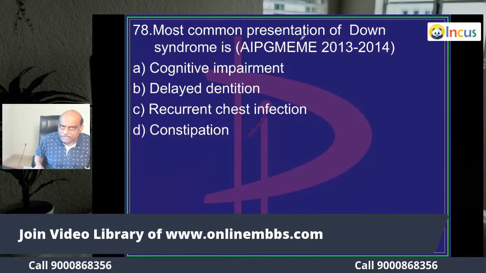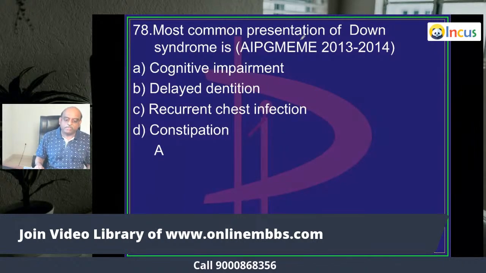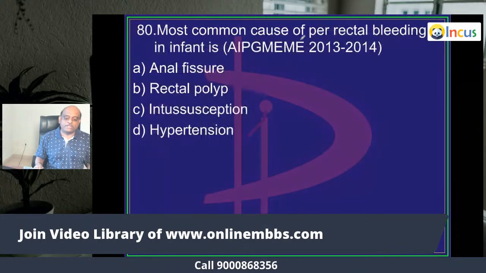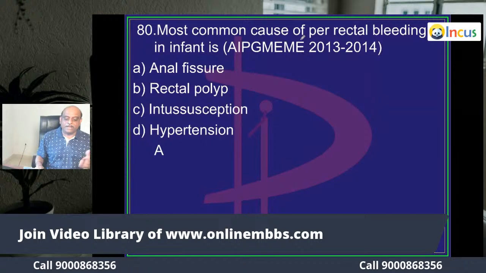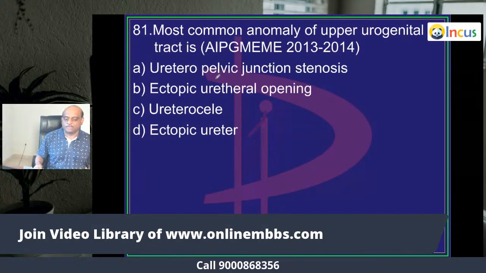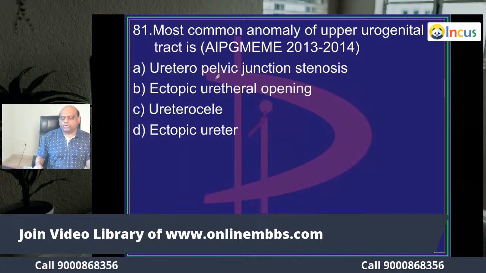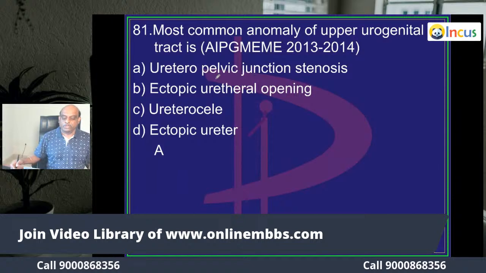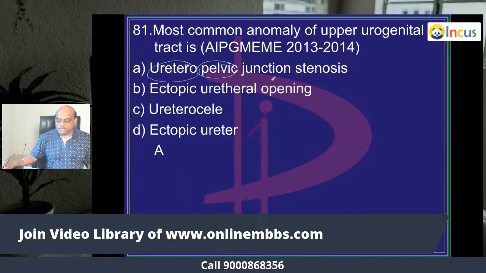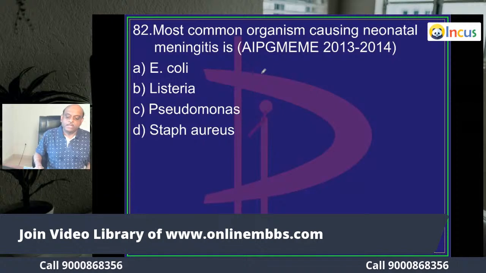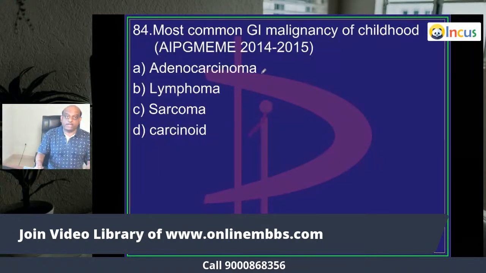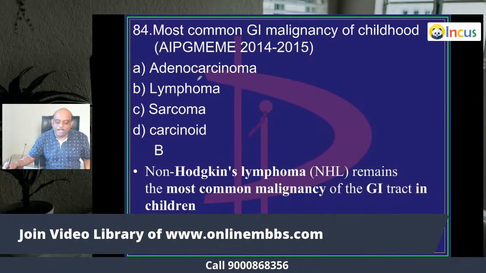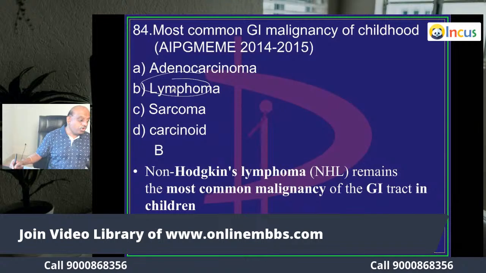The most common presentation of Down's is cognitive impairment. The most common cause of infectious croup is parainfluenza. The most common cause of per rectal bleeding in infants is anal fissure. The most common anomaly of the upper urogenital tract is PUJ obstruction. Pelvic-ureteric junction stenosis is the most common. The most common organism leading to neonatal meningitis is E. coli. The most common GI malignancy of childhood is lymphoma. What type of lymphoma? Non-Hodgkin's lymphoma.